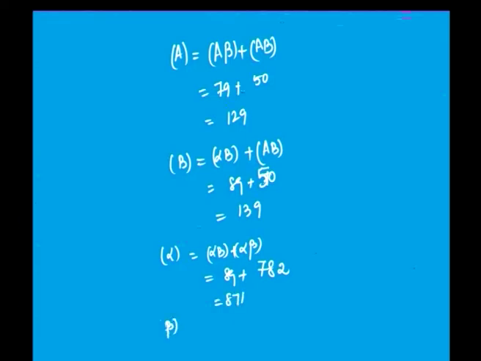Next, you have the beta value. Beta value is A beta plus alpha beta. That is 79 plus 782, which is equal to 861. Okay. Then N. N is equal to, you can take any attribute A or B and add along with its complement. So, A plus alpha. A we have just found out is 129 and alpha is 871, which is equal to 1000.